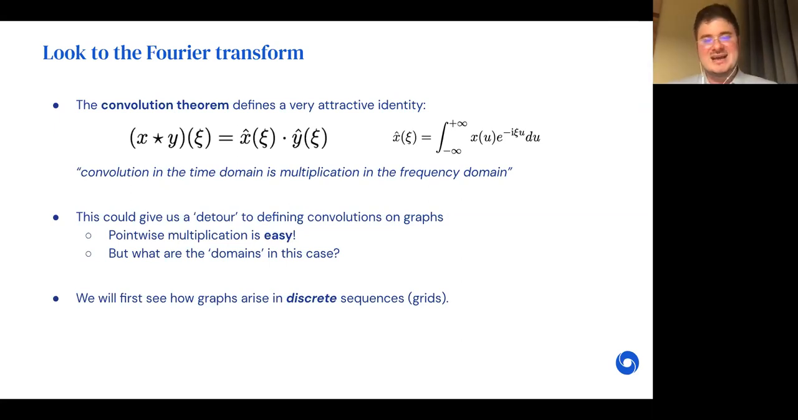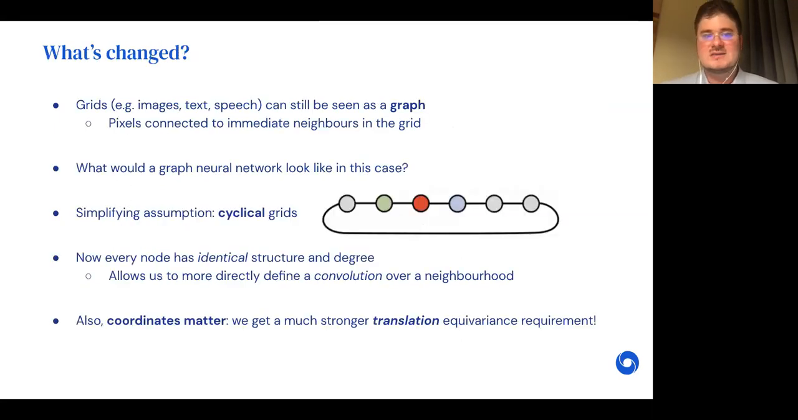So in order to make that connection, I'll actually first show you how graphs happen in the case of discrete sequences like grids and images, where this Fourier connection is much easier to realize. As you probably are aware, grids like images, text, and speech can all be seen as a graph. You just have these different pixels in the environment, and they're connected to their immediate spatial neighbors. So now you might ask yourself, what would a graph neural network look like in this case?